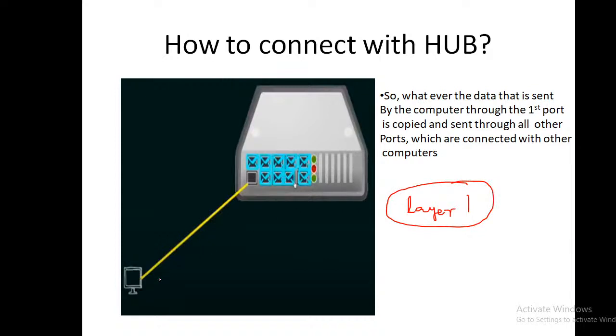So what happens when you are sending some packet from this PC to the hub, because this PC is connected with it? When you are sending a packet from this PC to this port, these are called the ports. How many ports are there? It is shown here. Whatever incoming packet the hub is receiving, it is going to broadcast to all other ports. I am repeating once again, it is going to broadcast to all other ports.